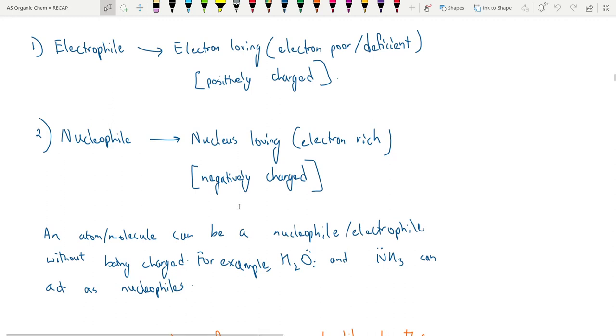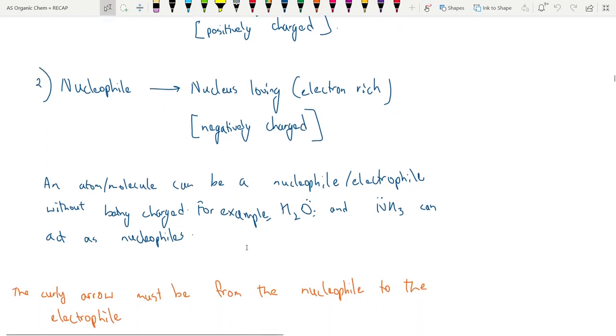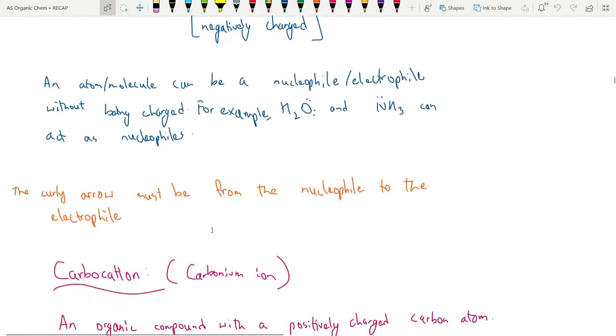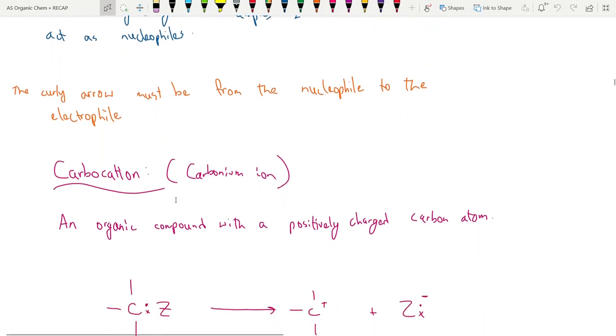Next, moving on, an atom or molecule can be a nucleophile or electrophile without being charged. For example, water and ammonia are nucleophiles because they have lone pairs. Or an alkene can be a nucleophile because it has an electron-rich pi bond, right? The curly arrow must be from the nucleophile to the electrophile.